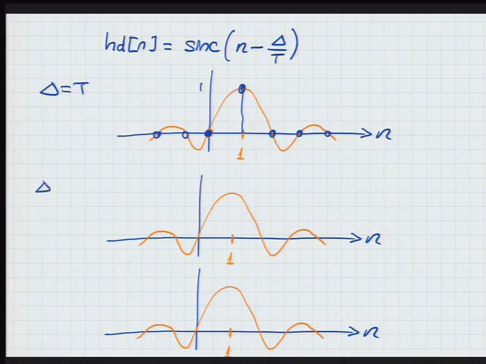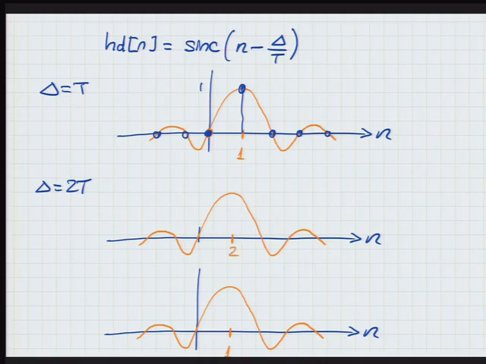If delta is, say, 2T, then this guy is going to go here, so that this becomes 2.